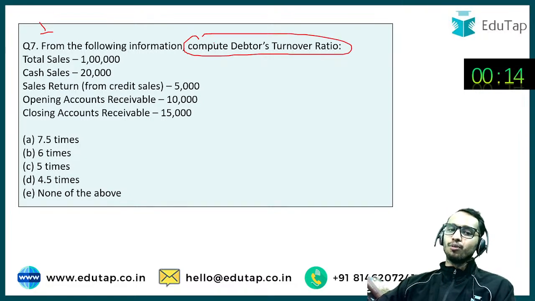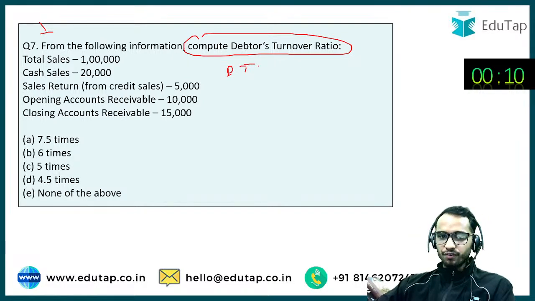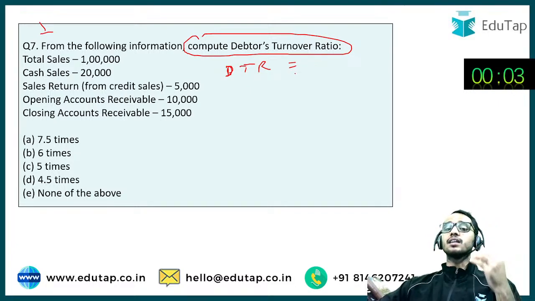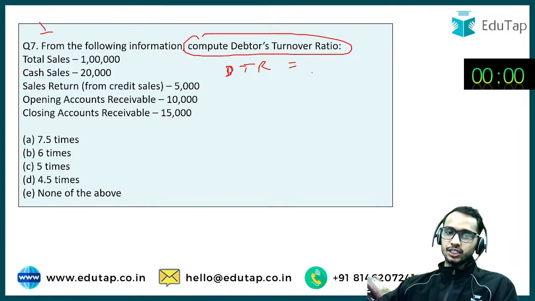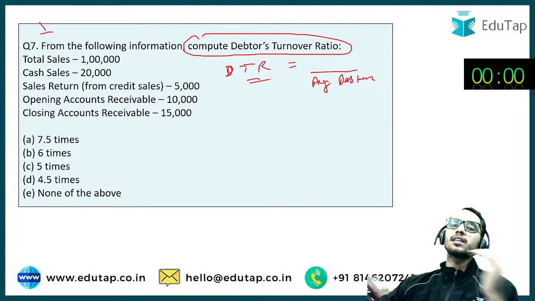Now you have to calculate the debtors turnover ratio. What is the formula for debtors turnover ratio? Very easy formula. You have to calculate how many times in a year you are turning your debtors into cash. So in the denominator, you will have average debtors. Understand the formula. By understanding the formula, you can derive it. In fact, you don't have to mug it up.